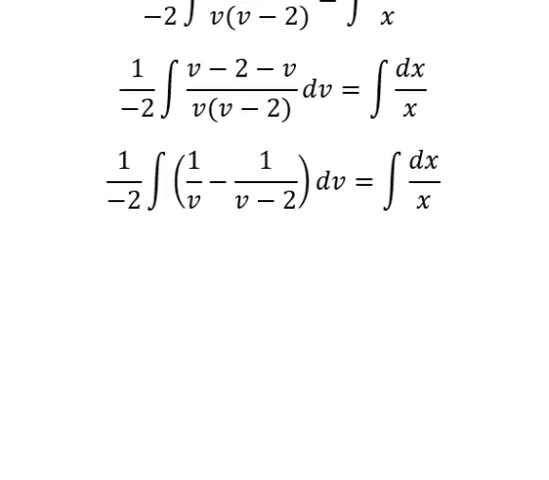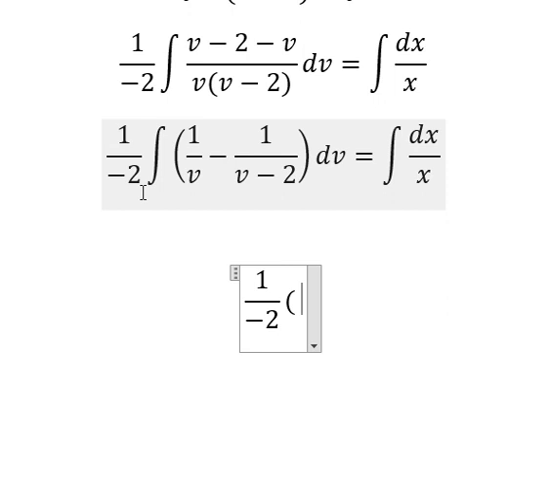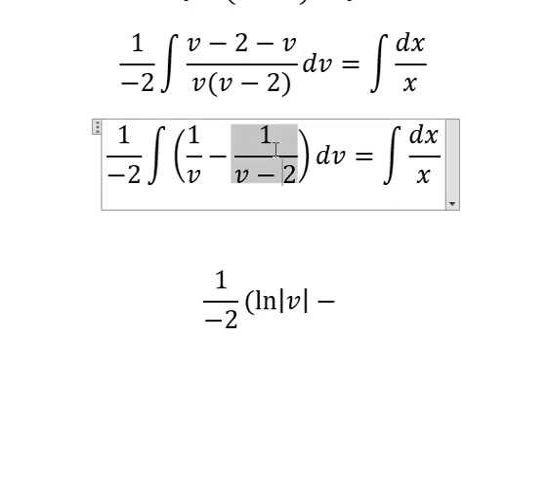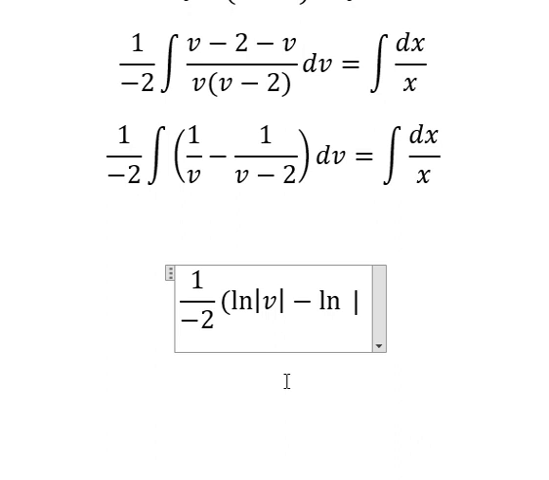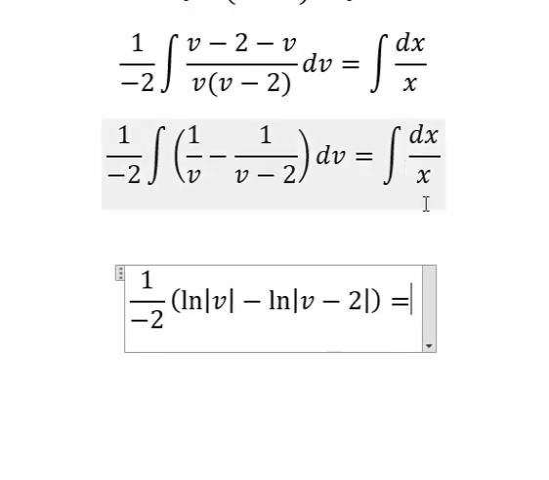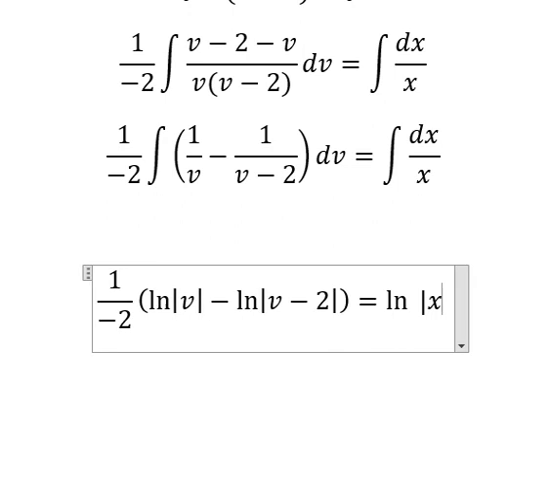And now we have the final answer. The integration of this one is Ln of the absolute value of v. The integration of this one is Ln of the absolute value of v minus number 2. This one, we have Ln of the absolute value of s, and I will put c.